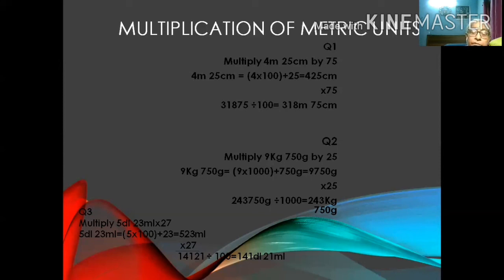That we have to again change back to deciliter and milliliter. So 2 zeros are there, after 2 digits the point will be there. So 141 deciliter and 21 milliliter.